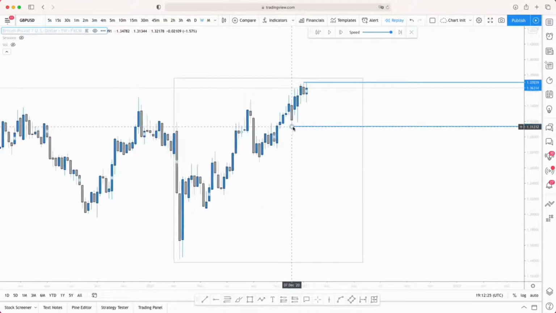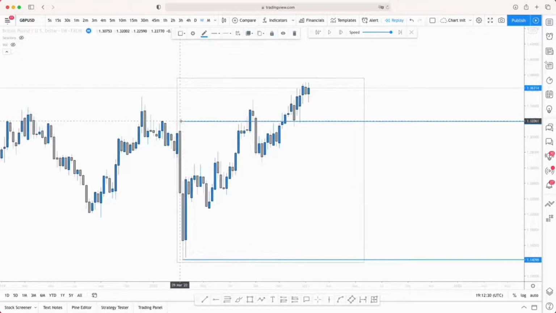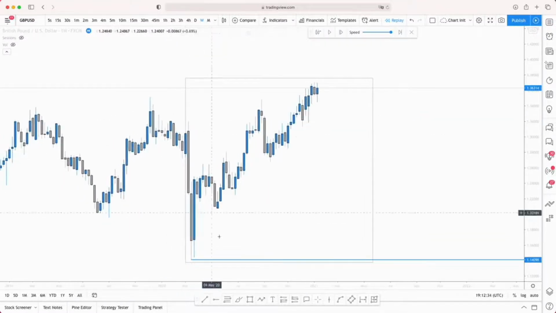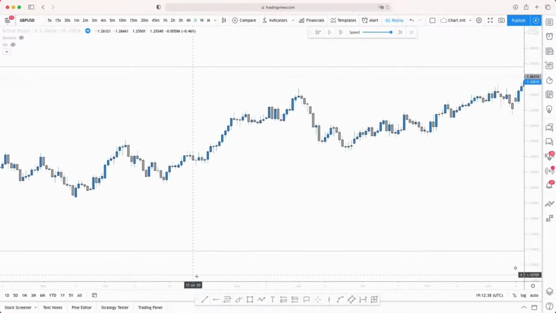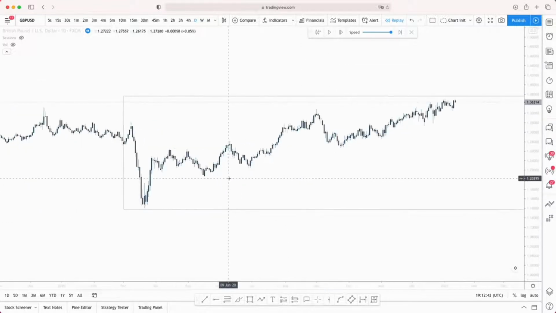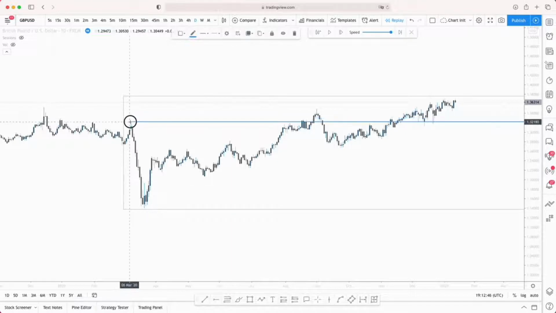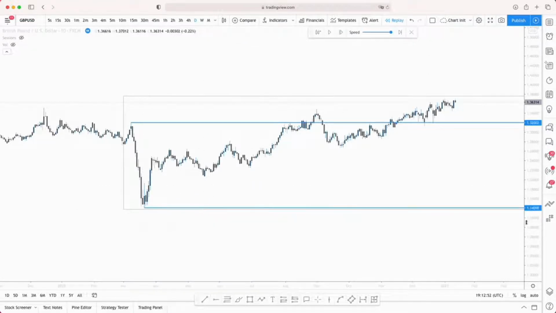So if I move price back to where it was, now that we've established our weekly high and low, we're going to do the same thing on the daily. We're going to establish our daily high and low. From this point we can mark our daily highs and lows. Let's do it from this box again. Our daily high is there, and the low that was created was here, the lowest point.